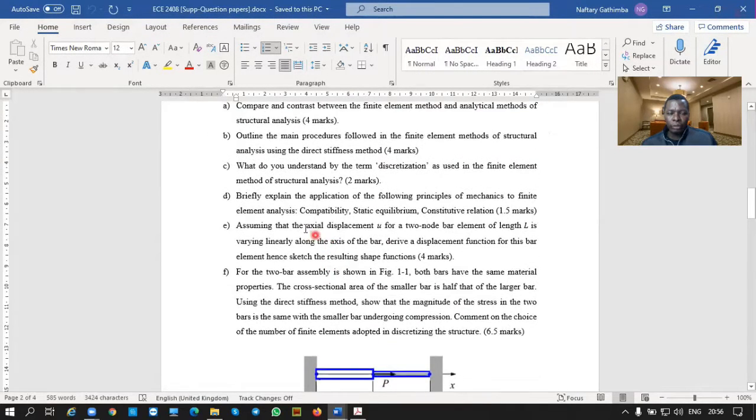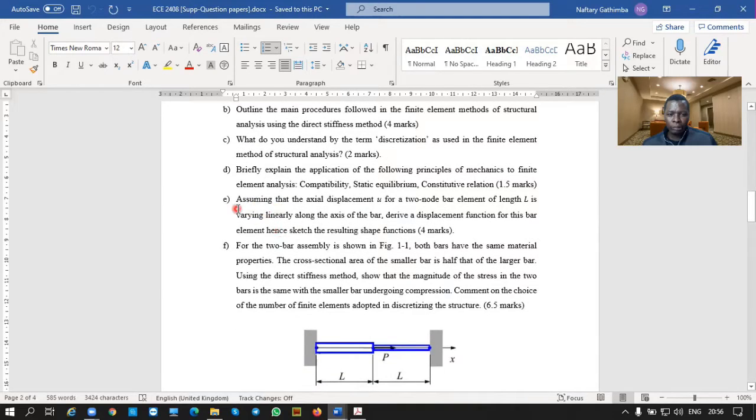All right. Now I was showing you the theory. I mean the supplementary, the theory part 1. So again, assume the actual displacement for a node or element, and so on. This is a repetition of what is in the other paper. So you can see sometimes we repeat because we are testing the understanding.